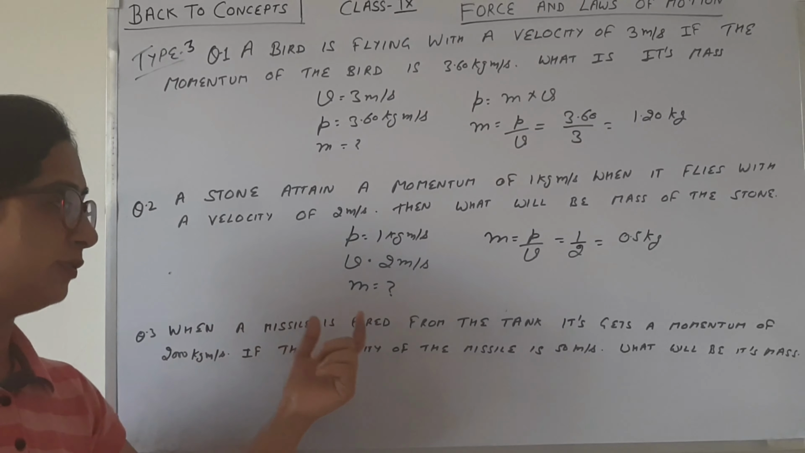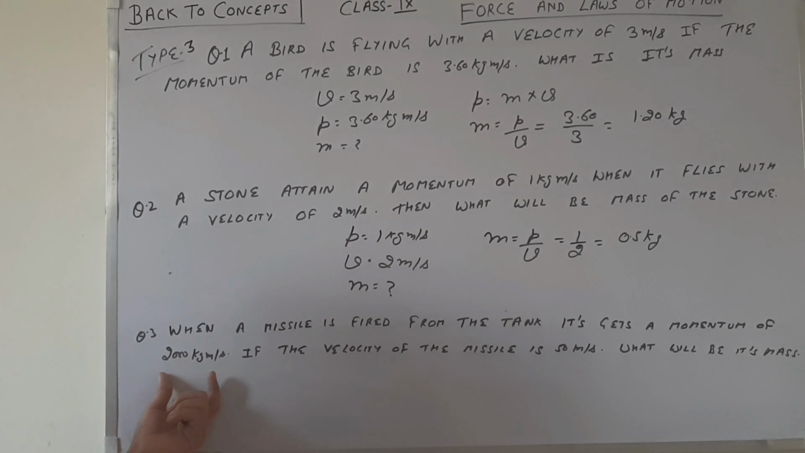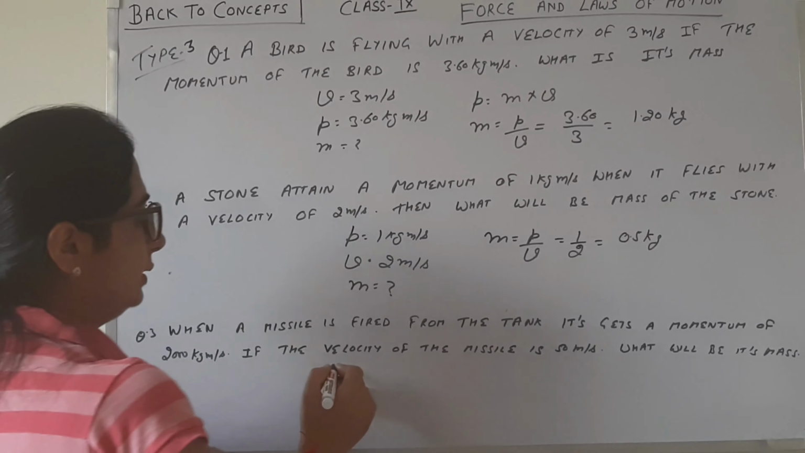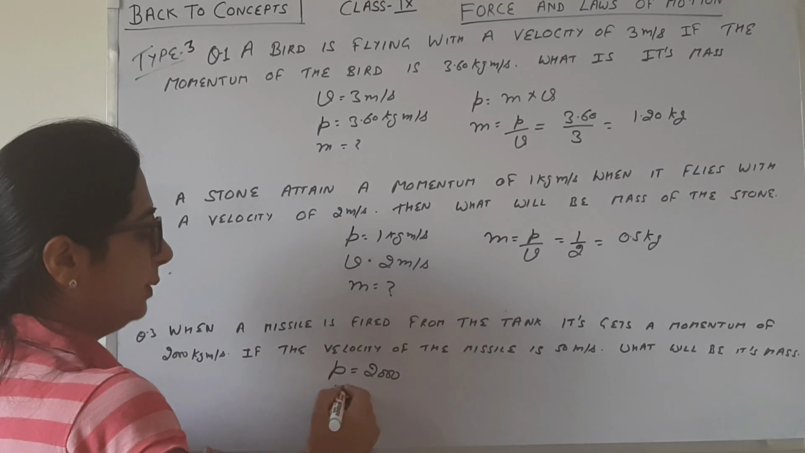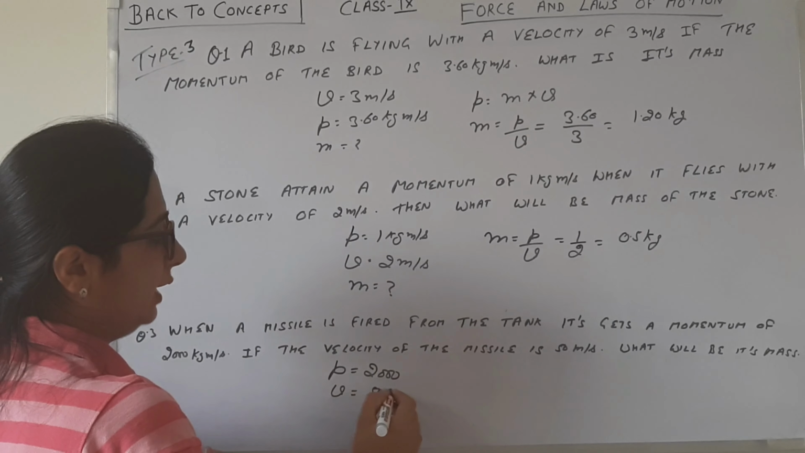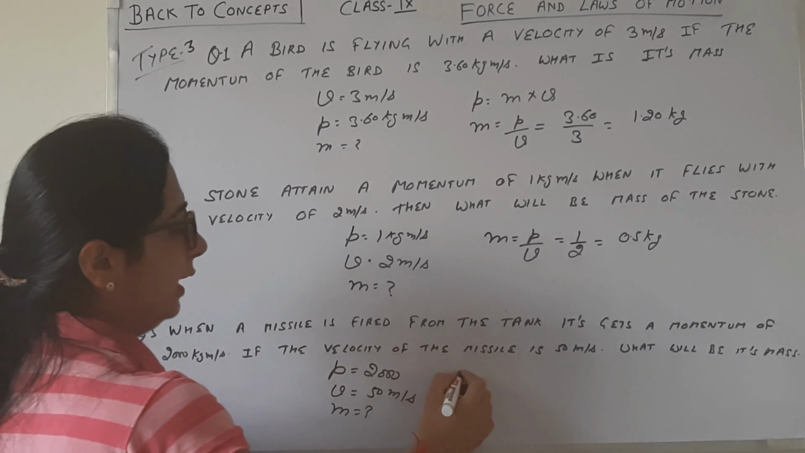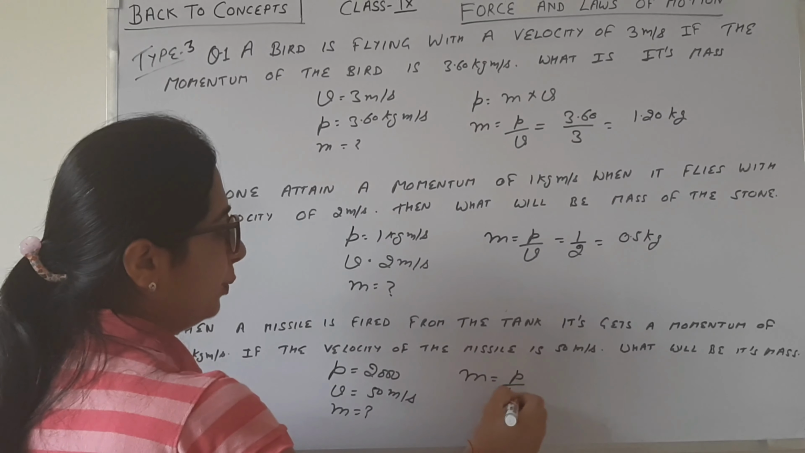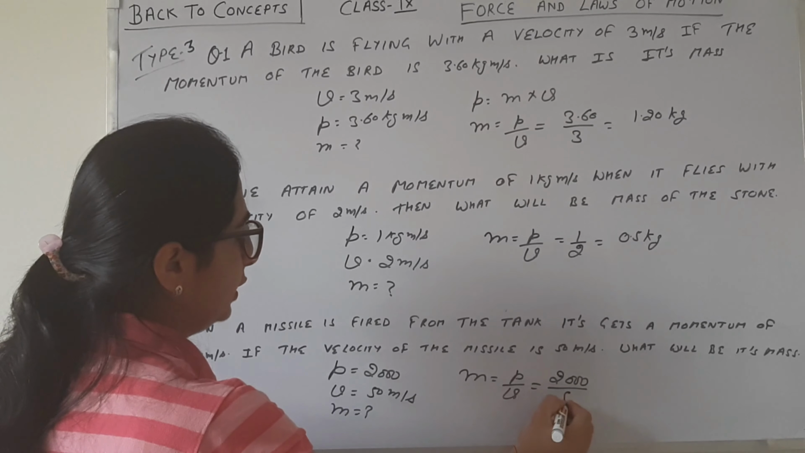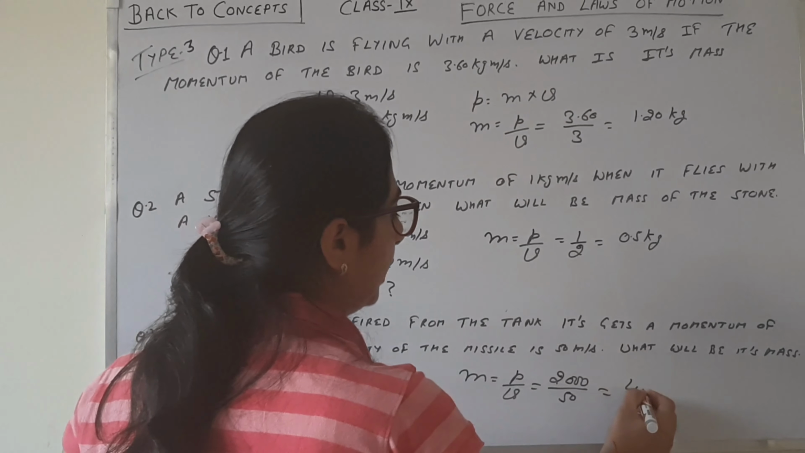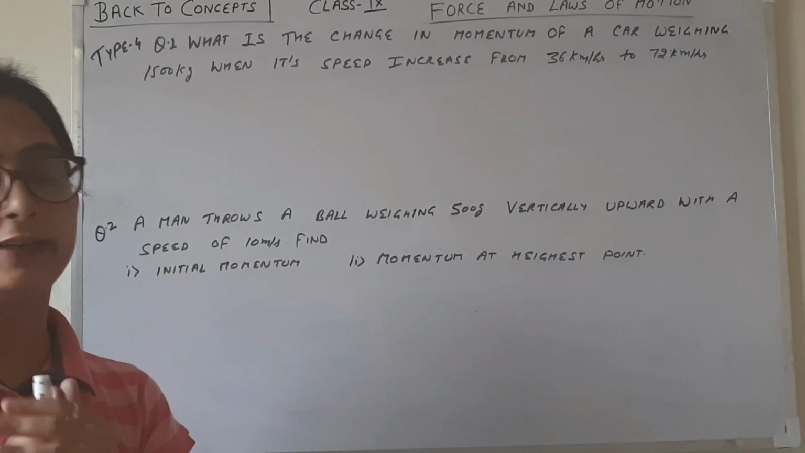When a missile is fired from the tank, it gets a momentum of 2000 kilogram meter per second. So momentum is given, 2000. If the velocity of the missile is equal to 50 meter per second, then what will be the mass? And mass is equal to momentum upon velocity. Momentum is given 2000 and the velocity is given 50. So mass is equal to 40 kilogram. This is the fourth type, or we can say miscellaneous.